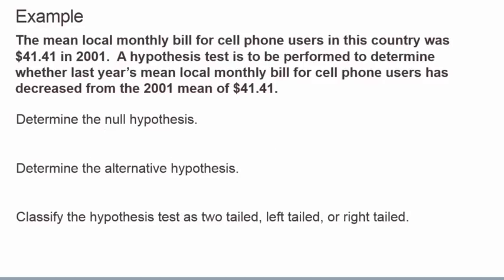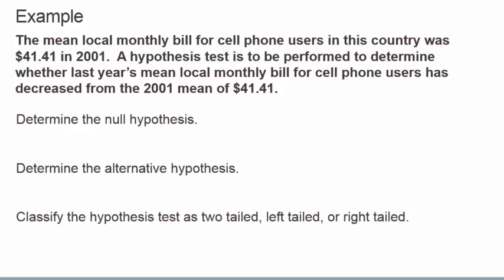Example: the mean local monthly bill for cell phone users in this country was $41.41 in 2001. A hypothesis test is to be performed to determine whether last year's mean local monthly bill for cell phone users has decreased from the 2001 mean of $41.41. Determine the null hypothesis.